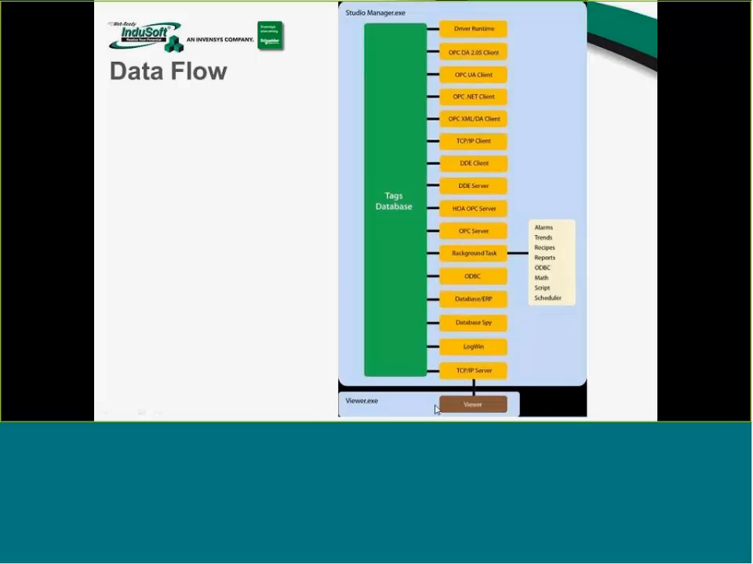It could be from the graphical screen. Let's say it's a bar graph or a slider on the screen, communicates to the tag. It could be a database. It could be OPC. It could even be a PLC driver. And what you can see here is that the tags database gets its information from any of these sources, and or all of these sources, I should say.